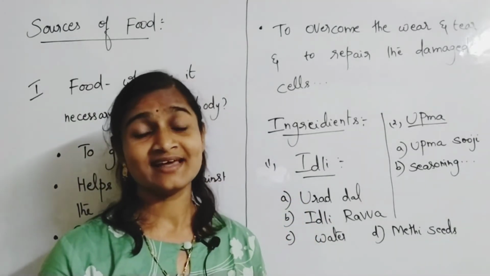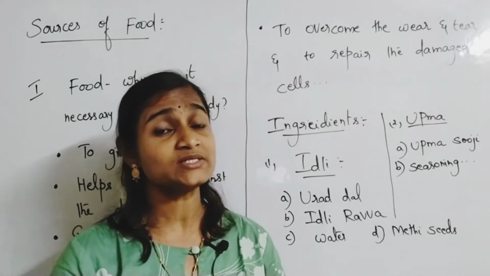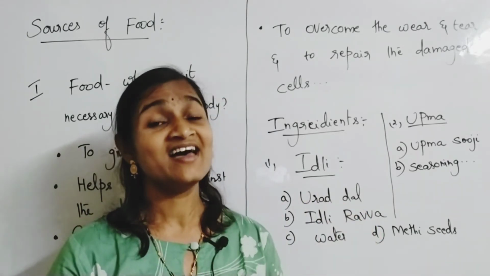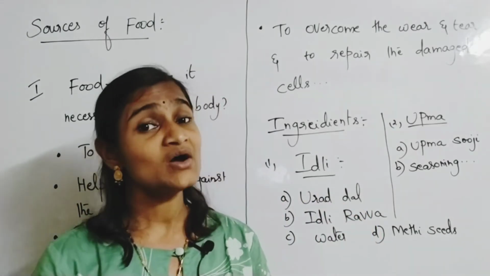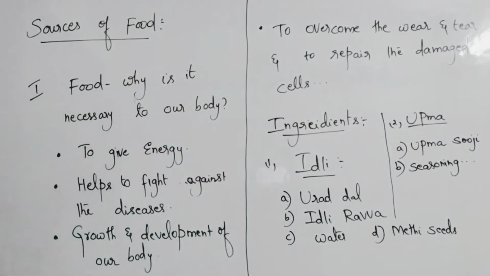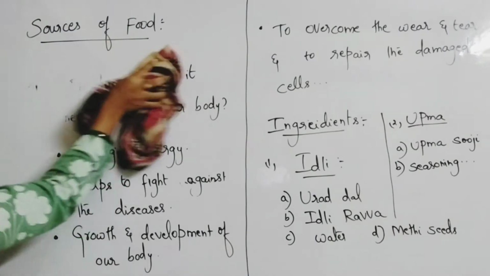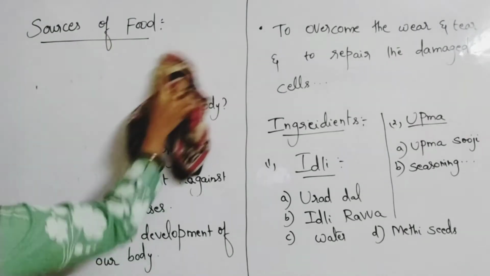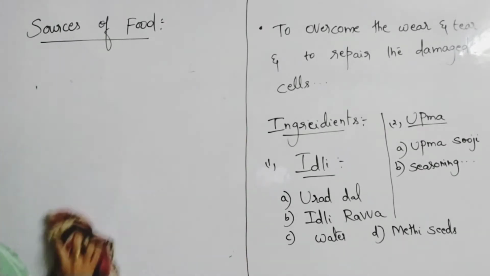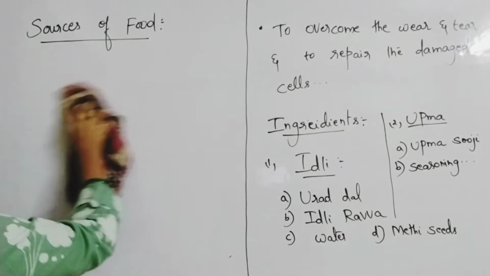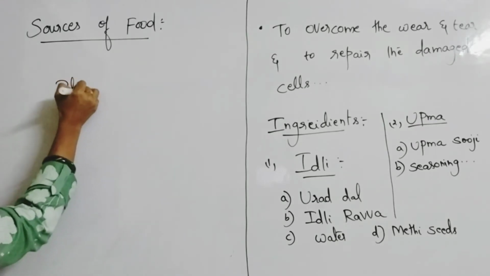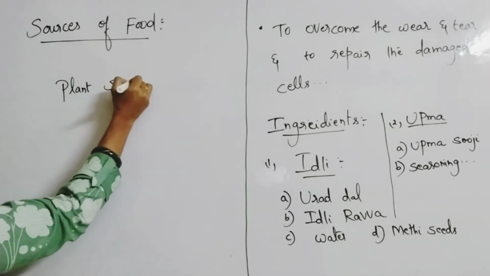So let us learn about the plant sources. Actually, sources of food are of two types: plant sources and animal sources. So in this video, as I already said, we are going to learn about plant sources. Sources of food are mainly two types. What are those? Plant sources and animal sources. So we are going to learn about plant sources.